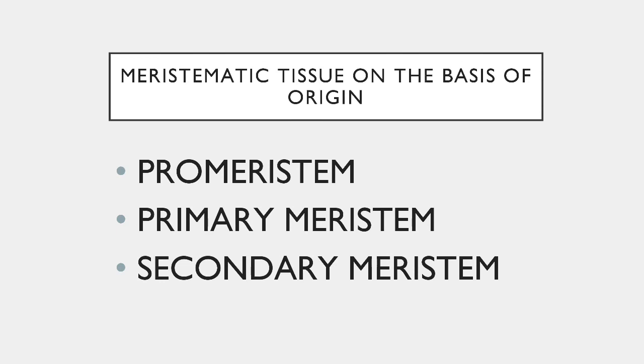The origin, function, and position of meristematic tissue will be discussed today. So first, meristematic tissue on the basis of origin. There are three types of origin, which are promeristem, primary meristem, and secondary meristem.